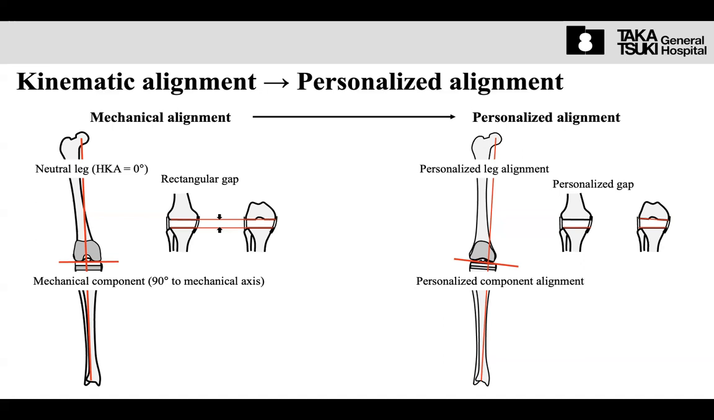Anyway, the goal is different. So we need to compare which is better, mechanical or personalized. At the same time, within the personalized alignment approaches, we need to compare which is better: functional, kinematic, inverse kinematic, or normal functional alignment. So we need to compare so many. It is a little devastating, but we need to understand which approach we are taking.